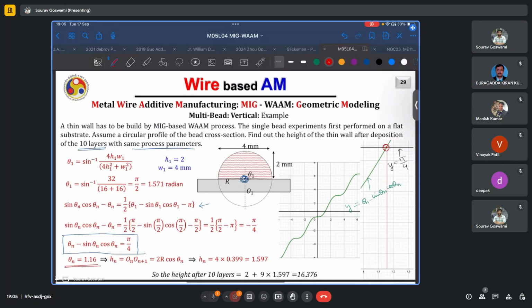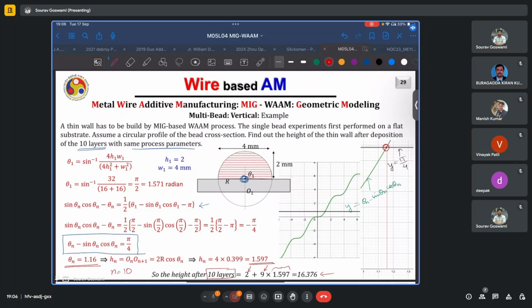So once theta n is known to us, we find hn, which is 2r cos theta n, which then comes out to be 1.597. Thus, the height after 10 layers, so n is equal to 10, is equal to the height of the first layer plus n minus 1 times the height of each layer, assuming that all the layers are equal in height. This gives us the final height of the build, which is 16.376 mm.